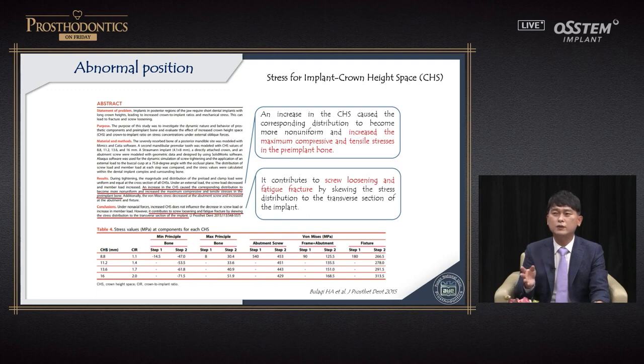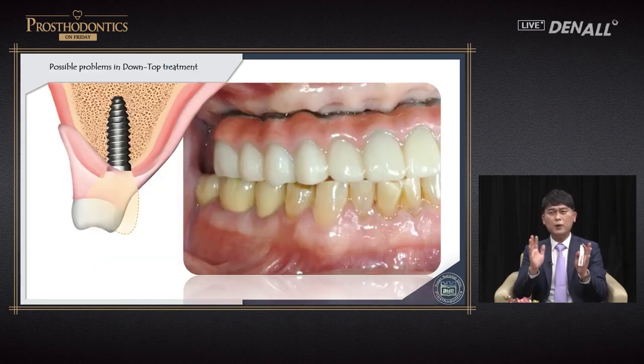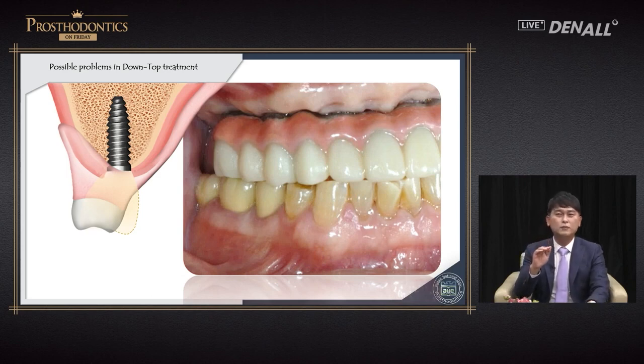Many papers talk about mechanical complications like screw loosening or fracture, or peri-implantitis, and cleaning would be very difficult. In this picture on the right, it's not my slide, it's some other doctor's slide who doesn't want the name disclosed. There are enough implants, but there is a severe vertical bone loss and an inappropriate fixed prosthesis was delivered.